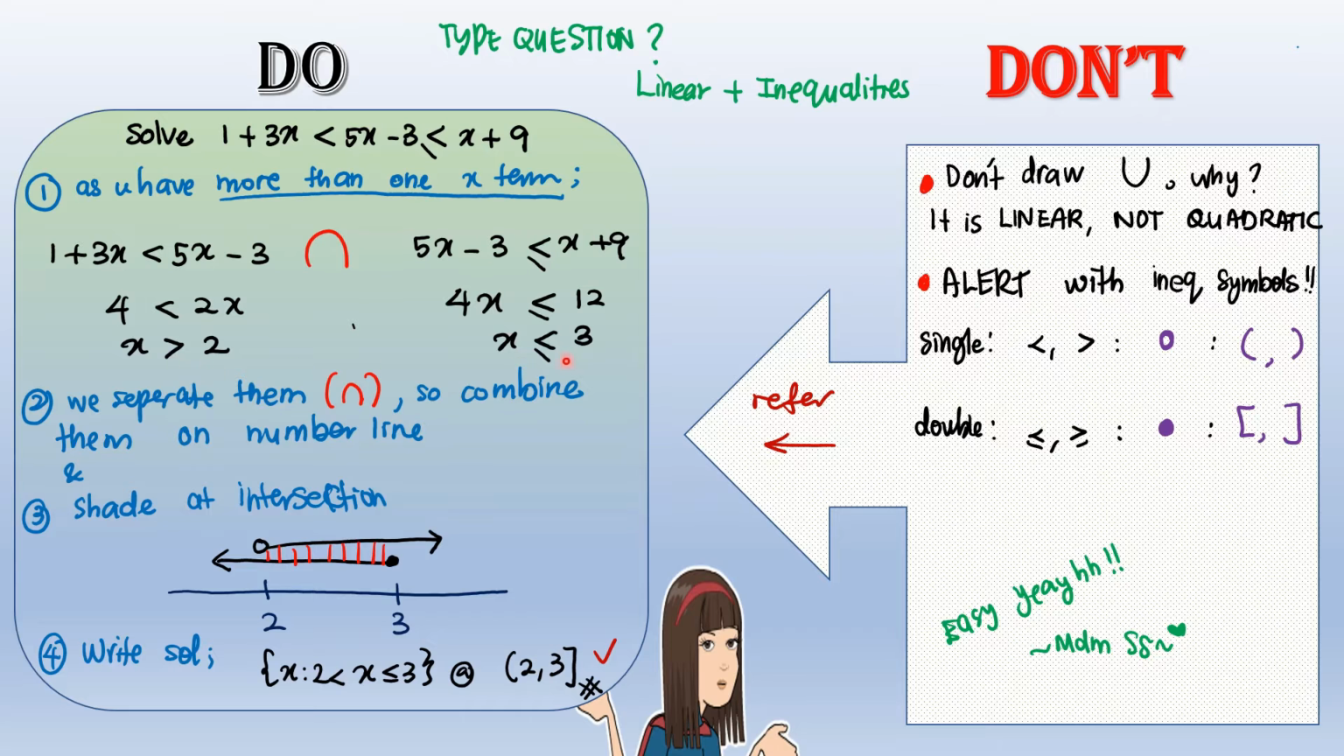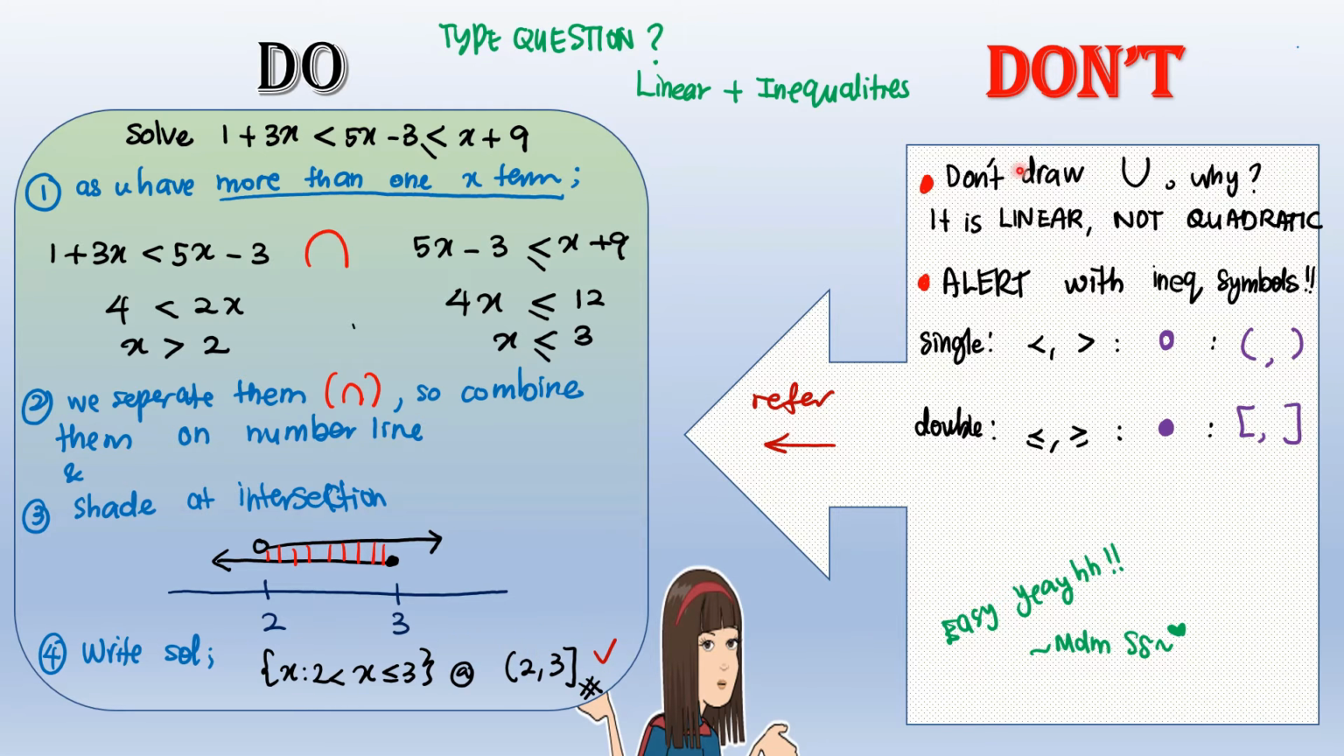So you calculate. This is not the answer yet because the question comes in one question, but you have to separate the answer. So we need to combine them on the number line, use all the information we have, and shade the intersection. That is the use of this. So we shade the intersection, and here comes our answer. If the question didn't ask for either solution set or interval form, you can write down either one of the forms.